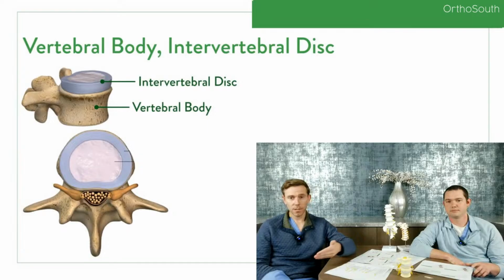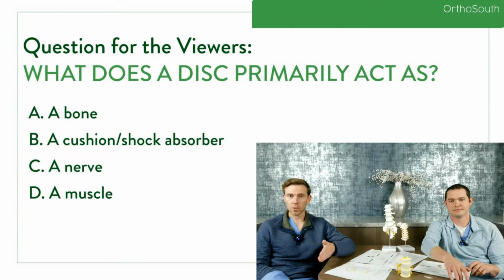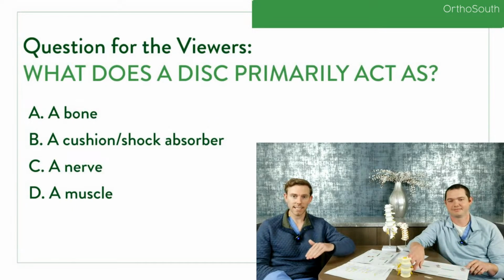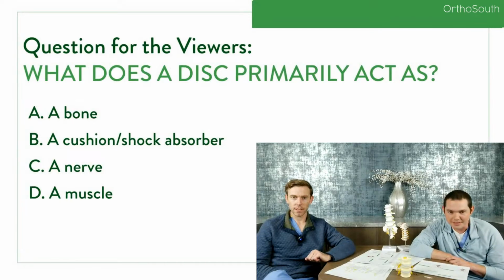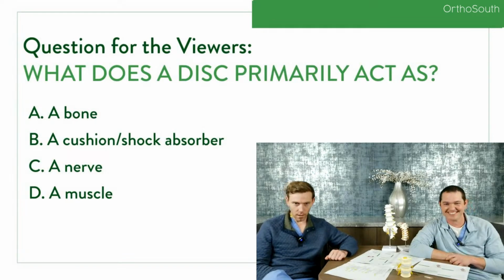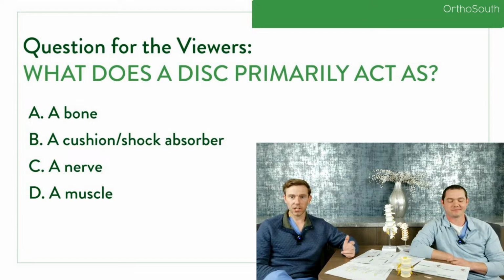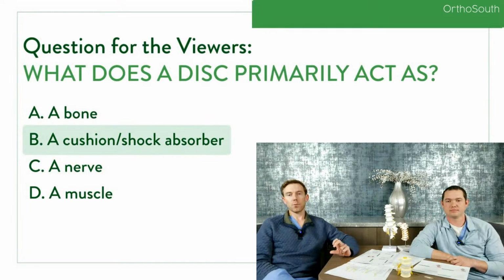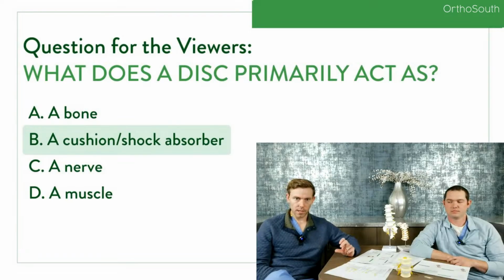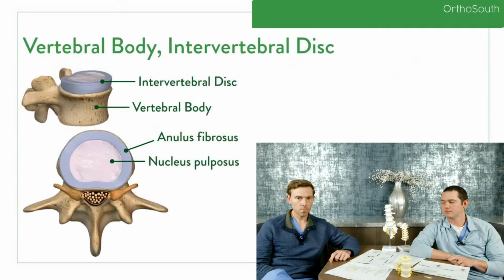Which leads us into a very straightforward question: what does a disc primarily act as? I might have just given the answer away a second ago. Yeah, it looks like it. It is essentially a cushion or a shock absorber between the bones that also allows for movement. Without these discs, you would not be able to move your back or spine.